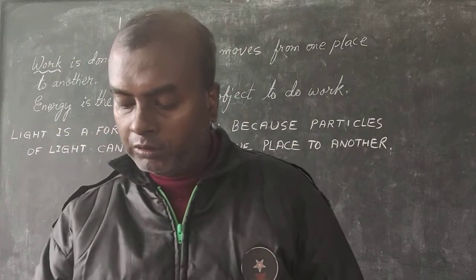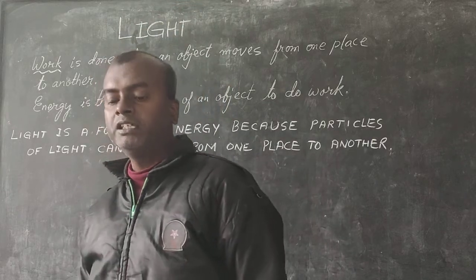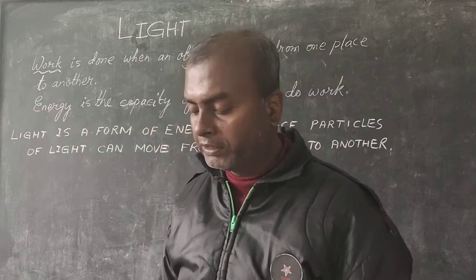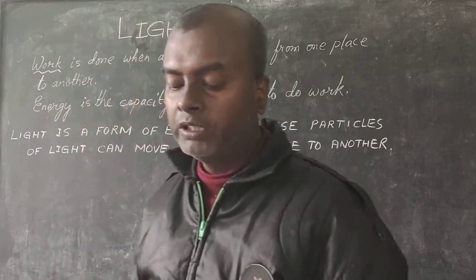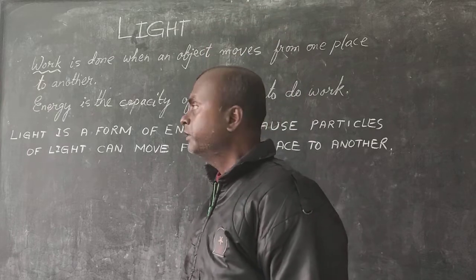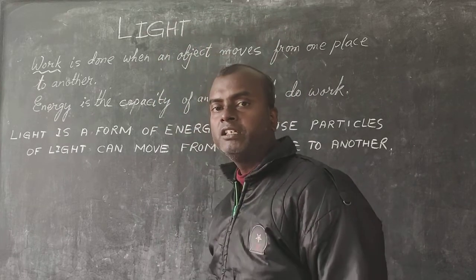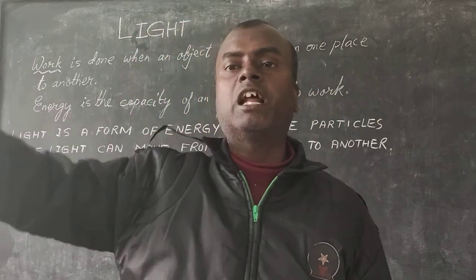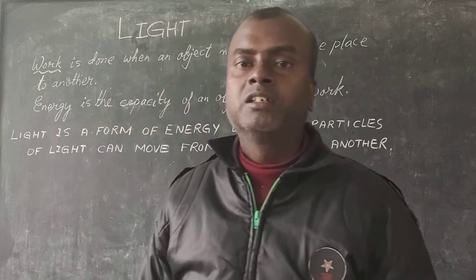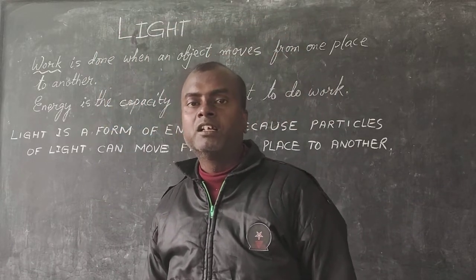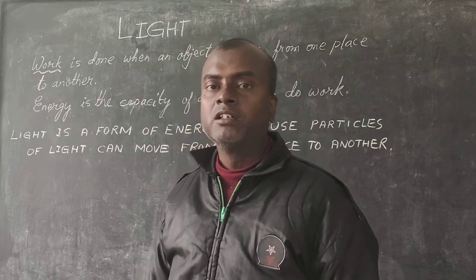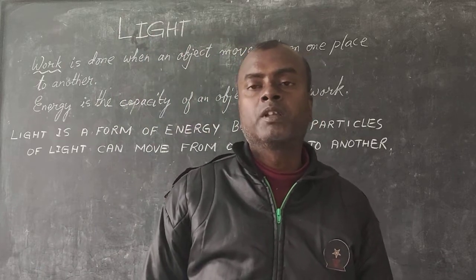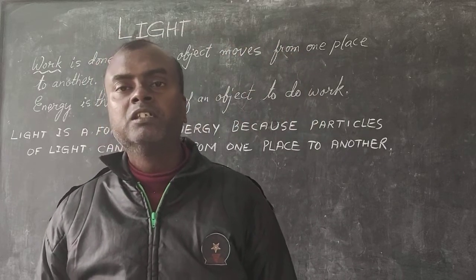Okay, now coming to the book. In your book it says rectilinear propagation of light. This is the first heading in your book, page number 49. If you turn to page number 49, the first topic regarding light is rectilinear propagation. Rectilinear means straight line. Linear means line. Rectilinear means straight line. Curvilinear means curved line. We will learn these terms later on also. But as of now, rectilinear means straight line.